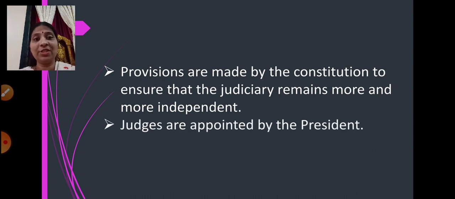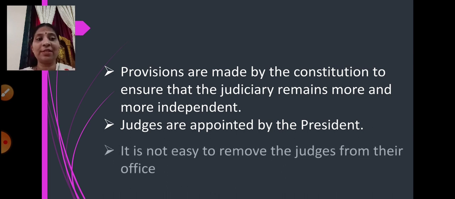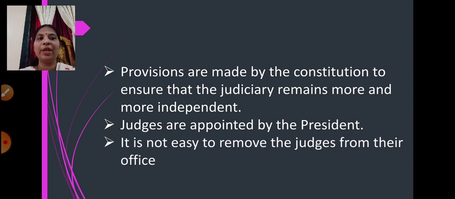Now, we have lawyers there. So who will give the judgment? There are judges, and these judges are appointed by the president. The president has the authority to appoint the judges for the High Court as well as the Supreme Court. But removal of these judges is not that easy. It is not easy to remove the judges from their office unless they do something illegal. Just because you don't like the judge, you cannot remove the judge from his office, from his post.